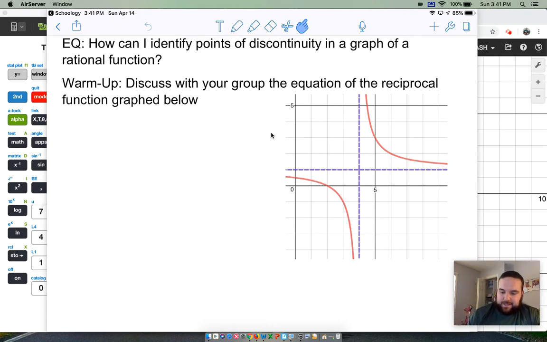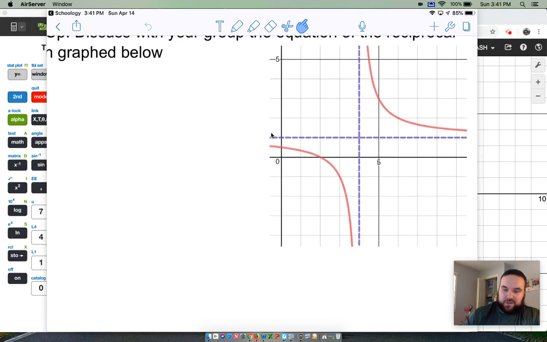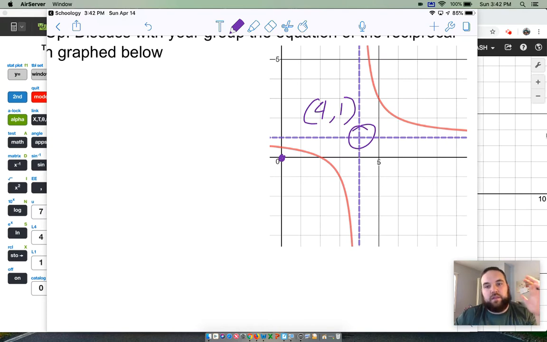As a quick warm-up, going back to 8.2, which was all about reciprocal functions, I'm curious what equation formed this graph. How I'm going to look at this is I see 0, 0 right there, and I see that the asymptotes are intersecting at the point 4, 1, which means that this function must have moved to the right 4 and up 1, which actually tells me quite a bit already.